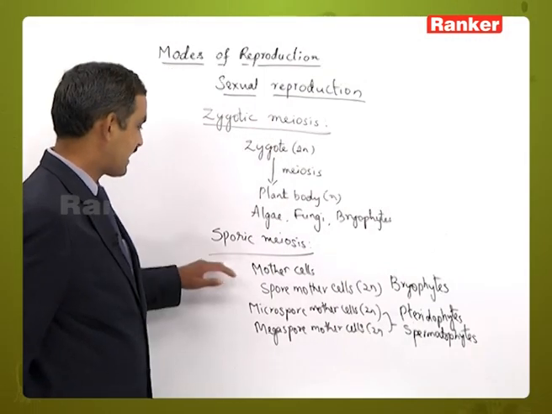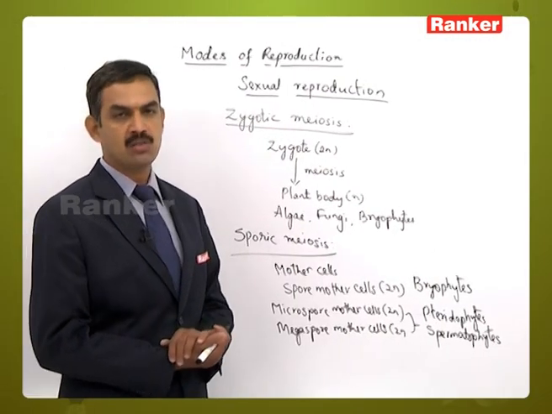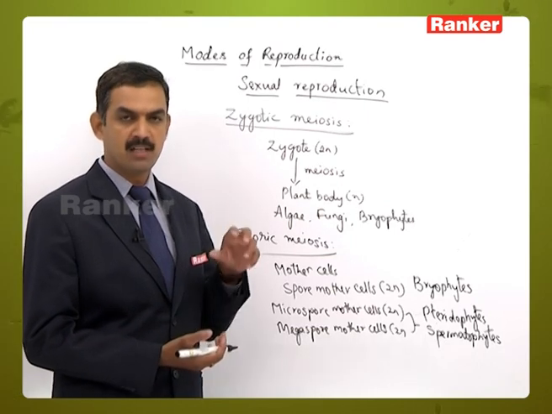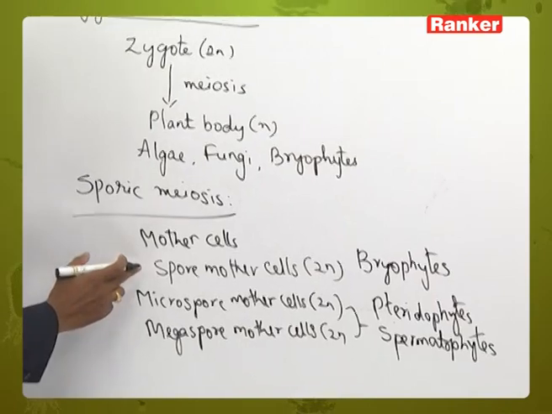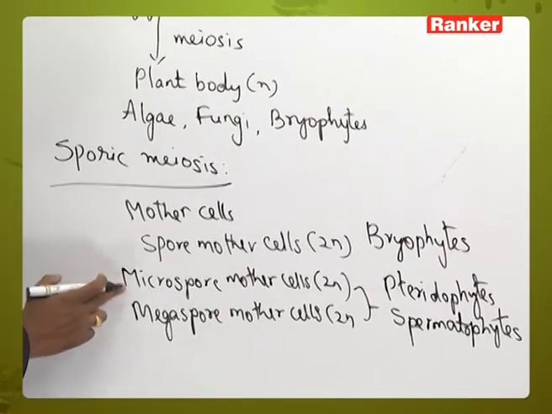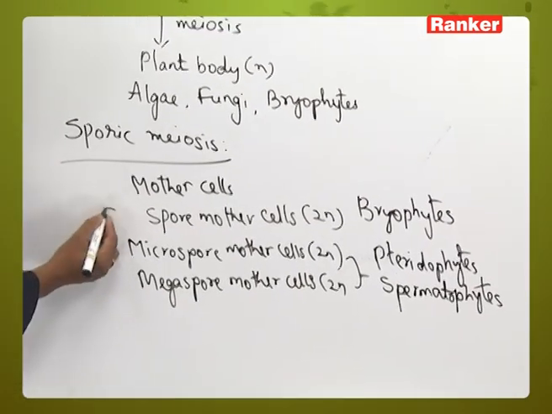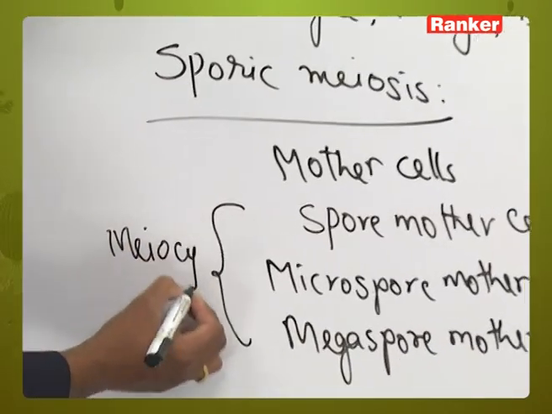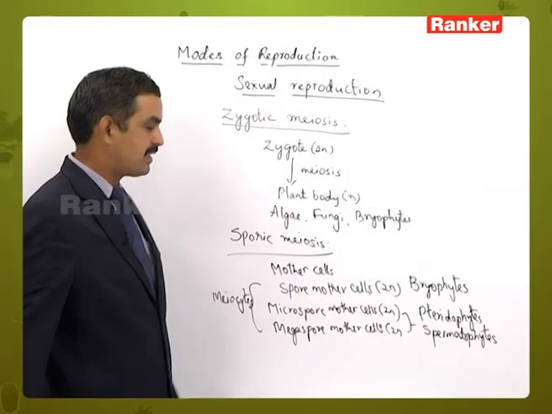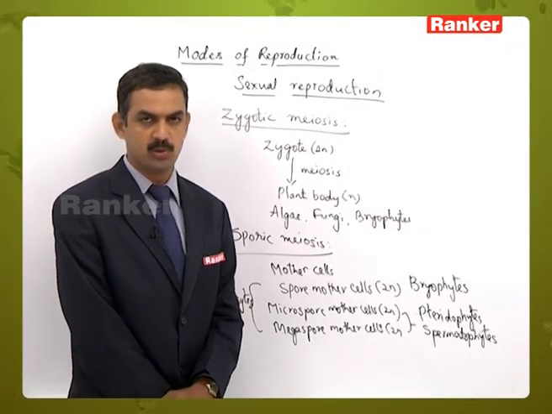So this is the second type of meiosis where spore mother cells are undergoing meiosis to form spores. Here, the spore mother cell, microspore mother cell and megaspore mother cell are all undergoing meiosis, so we call them meiocytes. And the resultant cells are called meiospores.